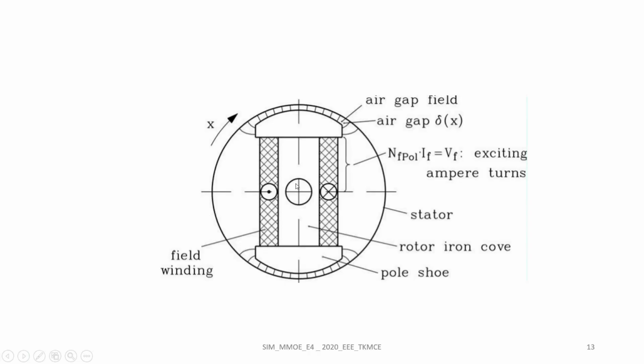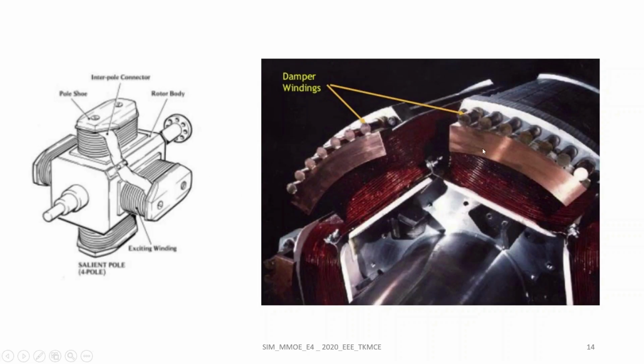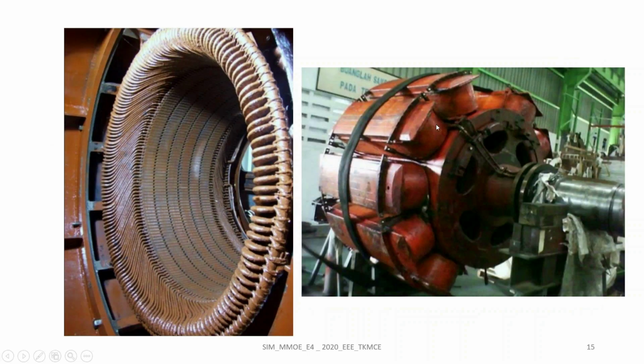This is the rotor of a two-pole salient pole alternator. So this is the direct axis and this is the quadrature axis. Along the direct axis, air gap length is minimum. Along the quadrature axis, air gap length is maximum. This is the actual structure of a salient pole rotor. This is the damper winding and this is the field winding. Then this is the stator and this is the salient pole rotor.